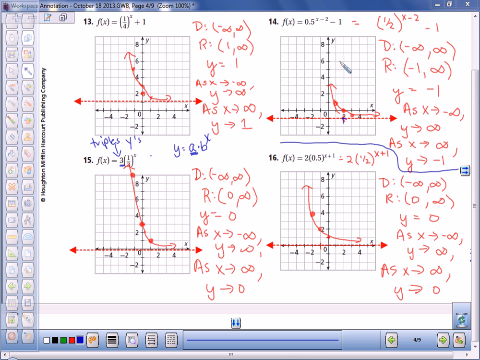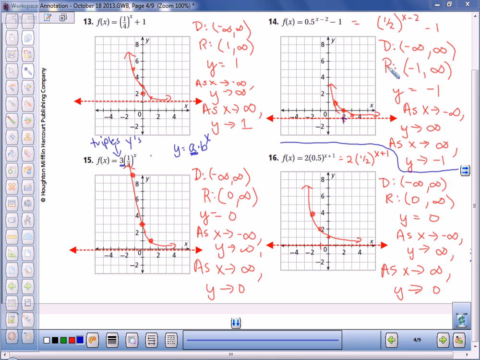Number 14, drop down the asymptote by 1. Shift right 2. Now, does everybody know that 0.5 is the same as 1/2? Excellent. So we know it's going to be decreasing from left to right. It's a decay. So if we go left 1, 1/2 to the negative 1 is 2. 1/2 to the 0 is 1. 1/2 to the first is 1/2. Draw in our decreasing curve here.